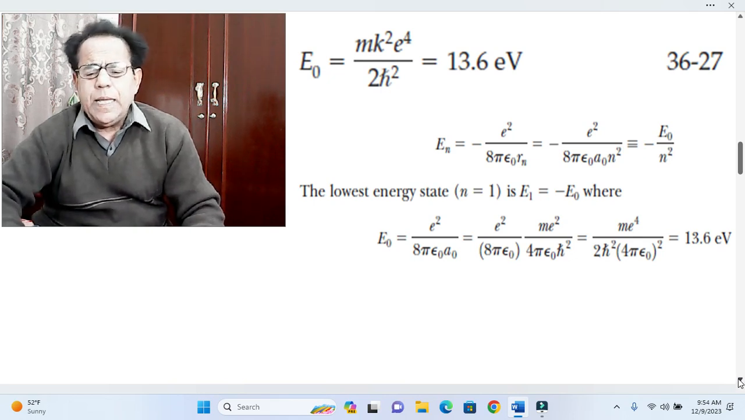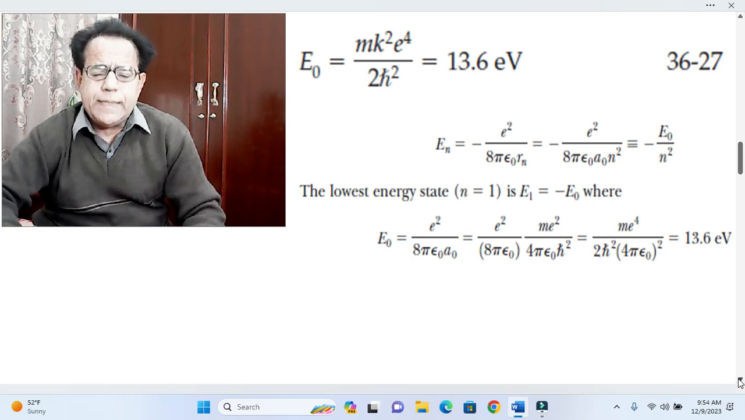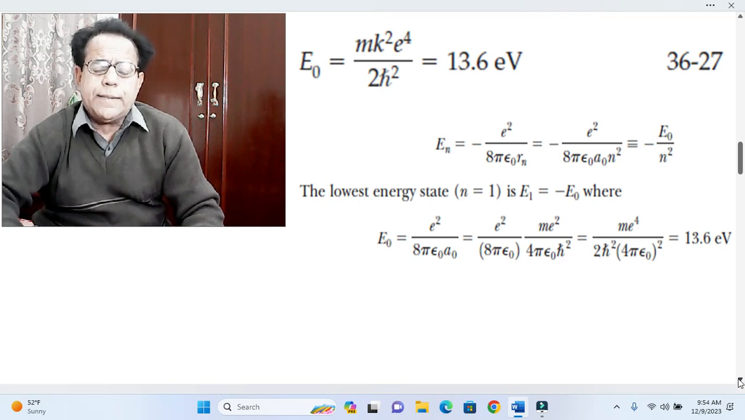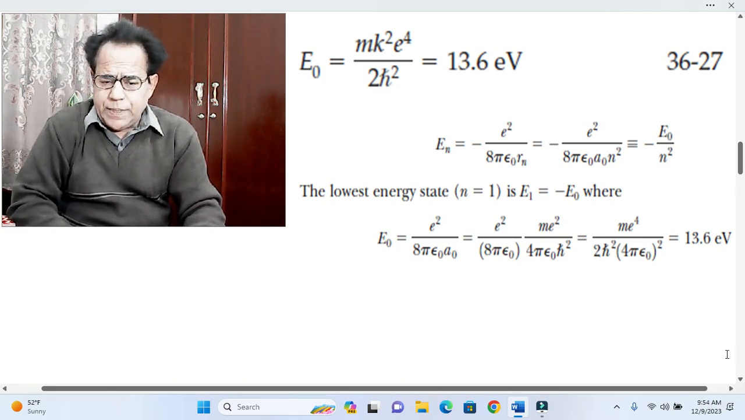Its equivalent value is given as 13.6 electron volt. We will be concerned with this value, 13.6 electron volt. The intermediate step is just for our knowledge and understanding. It will not be used here.